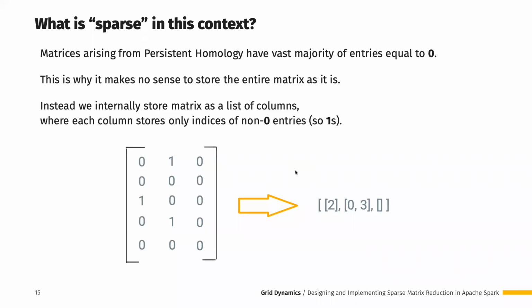For the second column, we this time have 2 entries in the list, so 0 and 3, which means that the second column has 2 ones. The first one is at index 0 and the second one at index 3. And the last column actually is a 0 column. It does not contain any ones. That's why we represent it as an empty list.